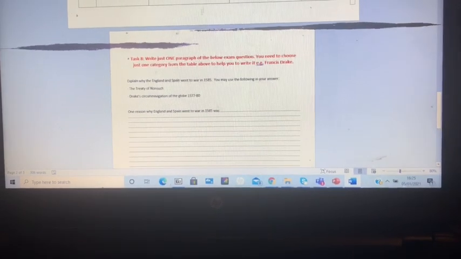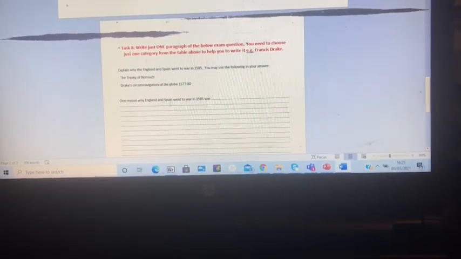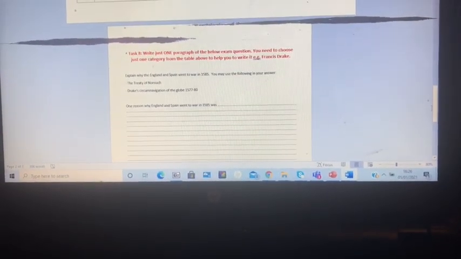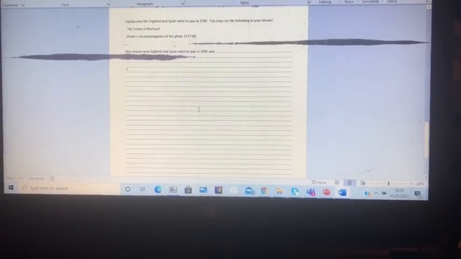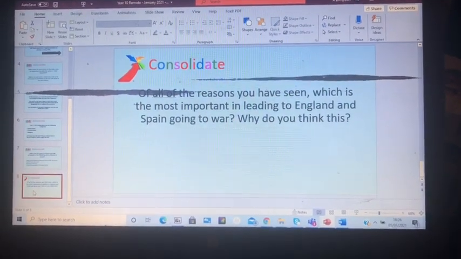And again, one reason why England and Spain went to war was, and then you can use everything you've done so far to help you. So remember, this is an explain question, so you need to say the reason they went to war, you need to tell what it is, and you need to explain how that would lead to war. So you can use these here. This is basically point, evidence, explain, and you can use them in your answer down here. But remember, you only need one. We're only looking at one reason. Okay, we don't need all 3 for this question. We're only doing 1.